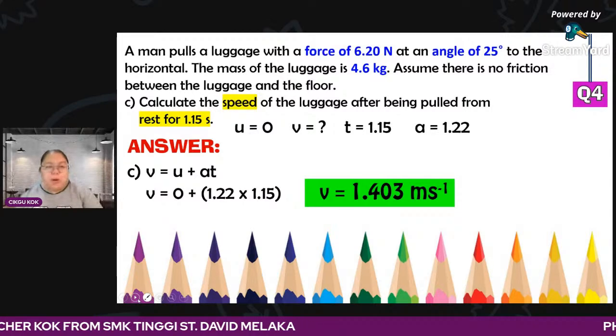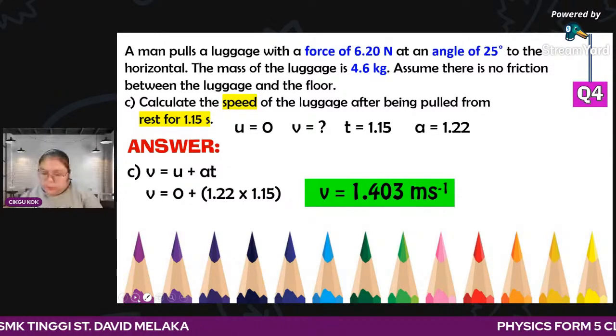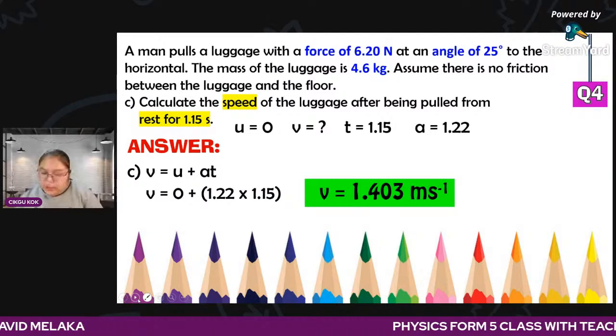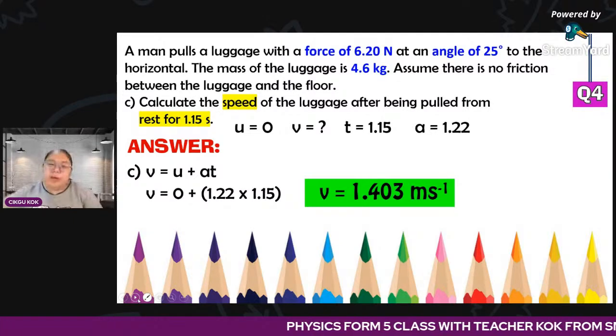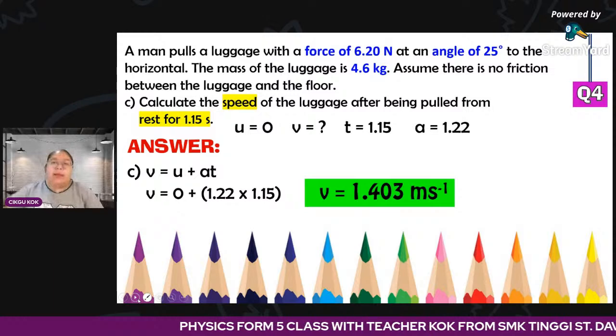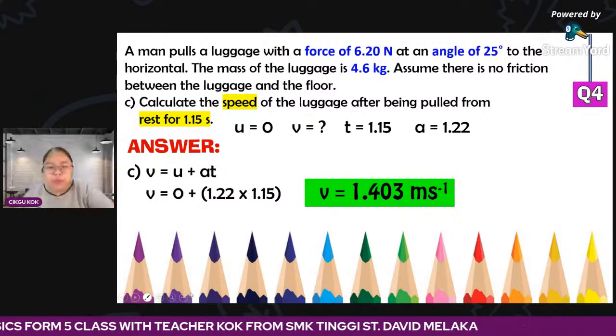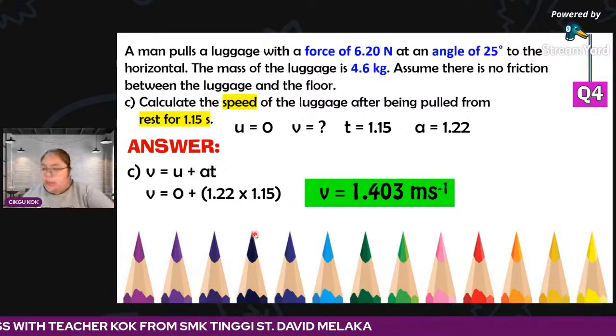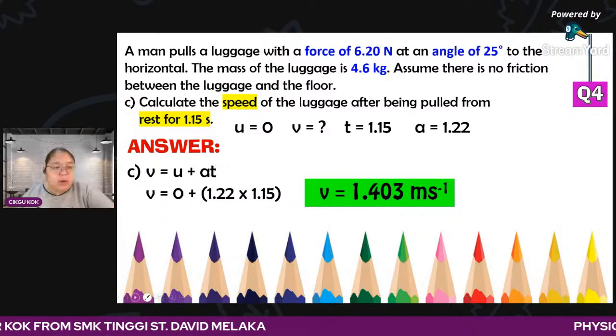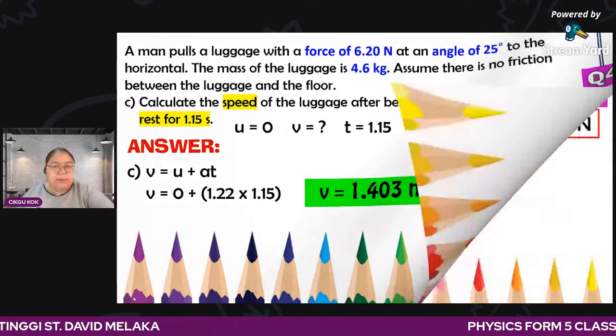Okay, 1.73. You take 1.22, multiply 1.15. So we get the answer 1.403 m/s^-1. Okay, next one, not m/s^-2, there's a -1. Okay, then question 4 we finish. Then we continue to the next.